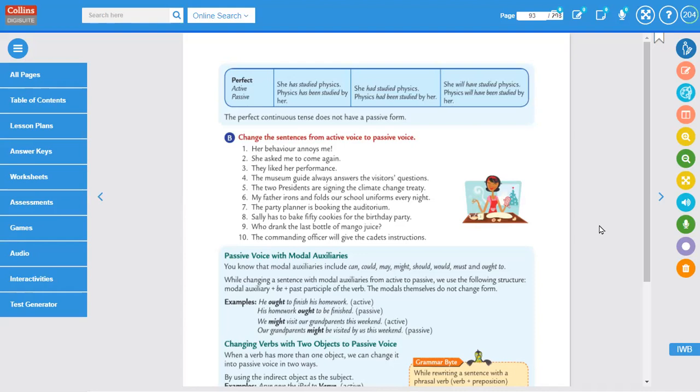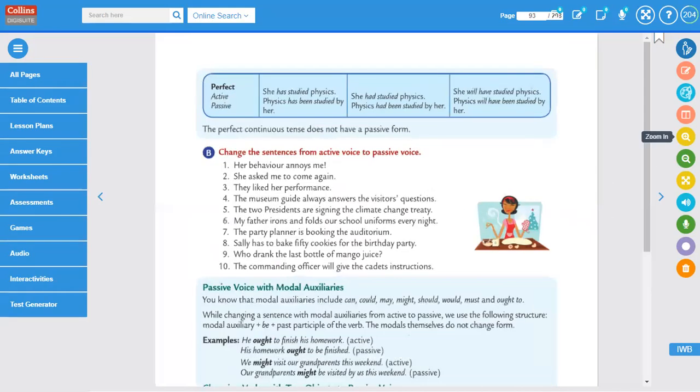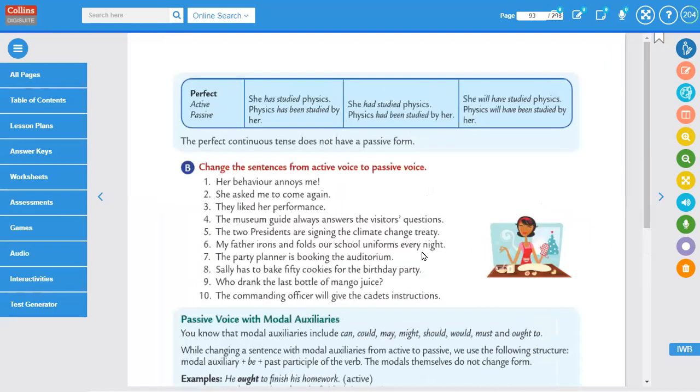Number four, the museum guide always answers the visitors' questions. Ma'am, the questions of visitors were always answered by the museum guide. Were always or are always? Ma'am, are always. Yes, ma'am. The visitors' questions are always answered by the guide of the museum. Yes, the museum guide. That's also correct.